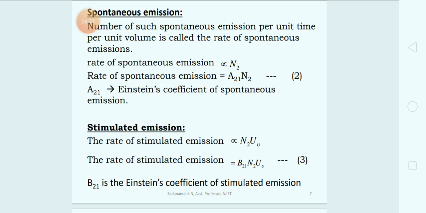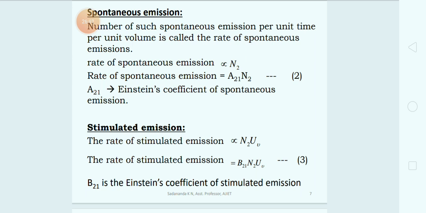Now the number of such stimulated emissions per unit time per unit volume is called the rate of stimulated emission, which depends upon two parameters. One is the number density in the higher energy state, and also the incident radiation, that is U nu. Why is it N2? N2 because we are talking about the transition from higher energy state to lower energy state in case of stimulated emission. Therefore the number density in the higher energy state matters, and also the incident radiation that is required for the stimulation of photons.